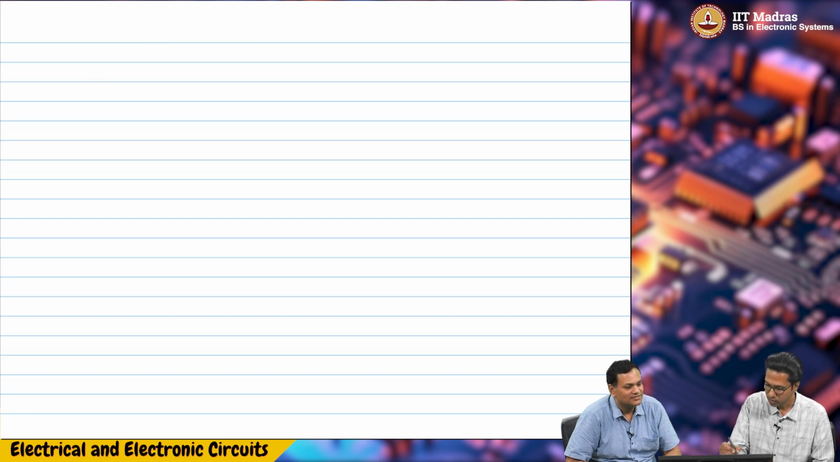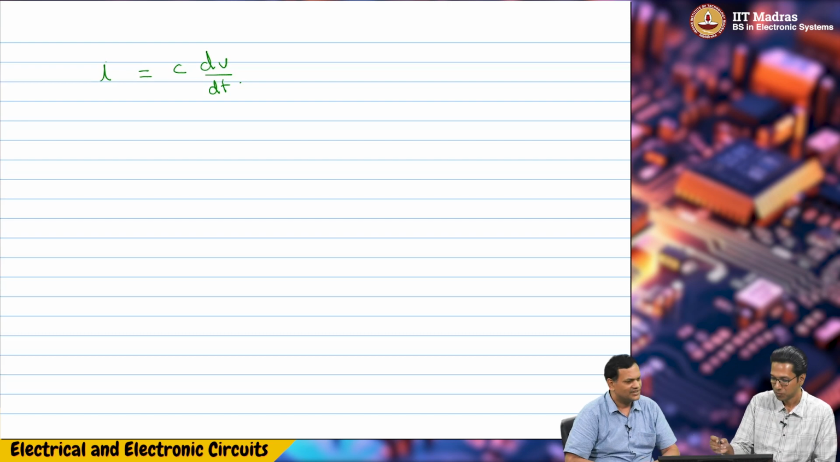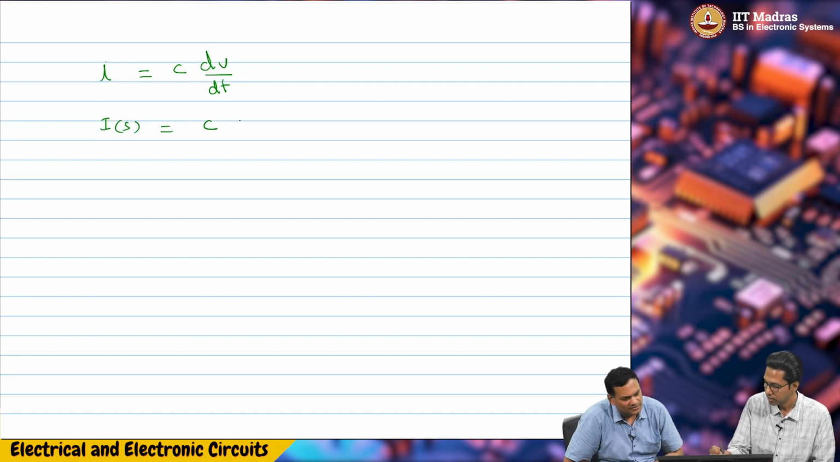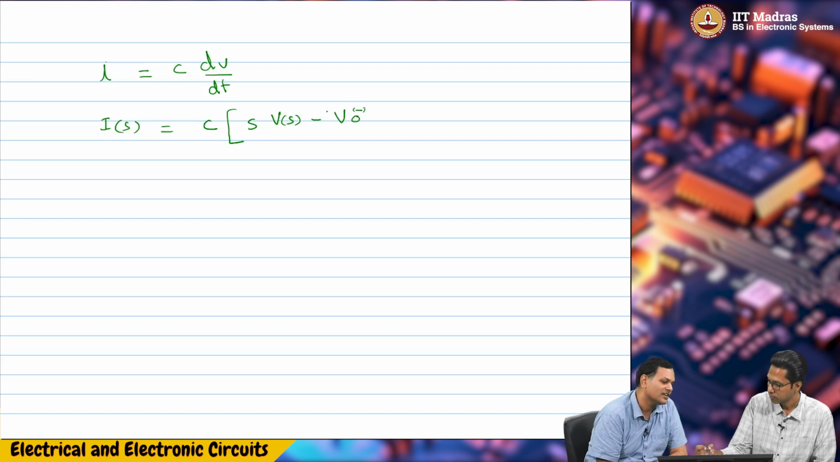So the current through the capacitor is I equals C dV by dt. So we should be able to use the same trick. So I of s is C times, d by dt is a multiplication by s. So C is common, S V of s. And then you'll again get the initial condition, right? So that will be minus V of 0 minus.